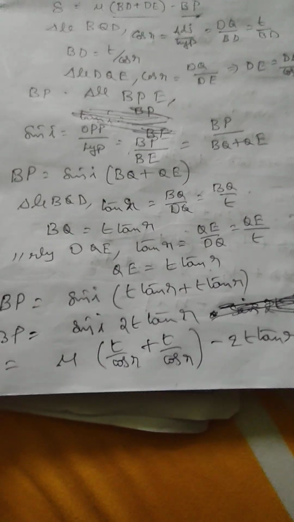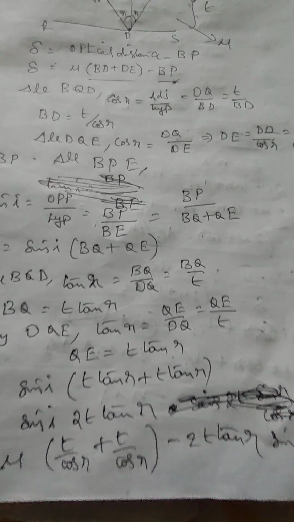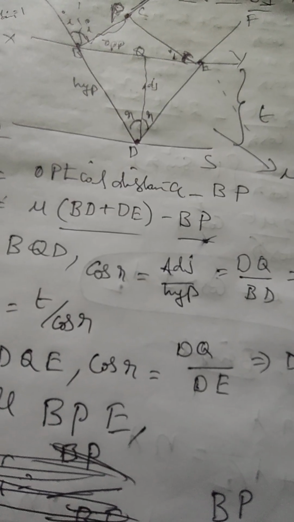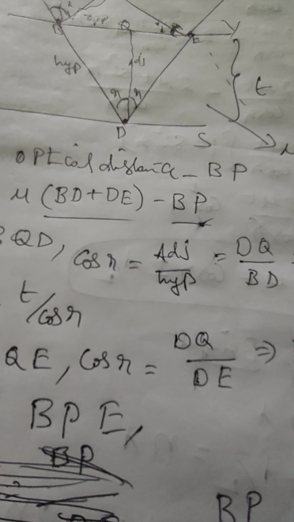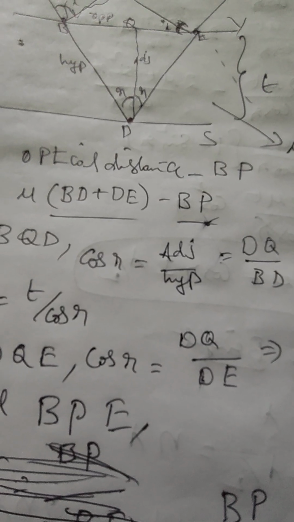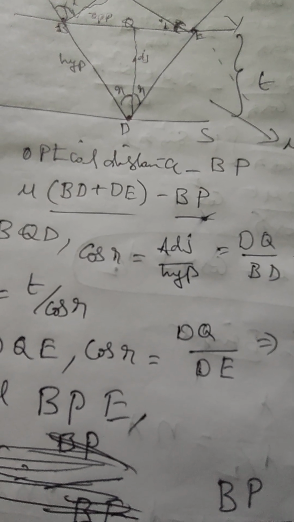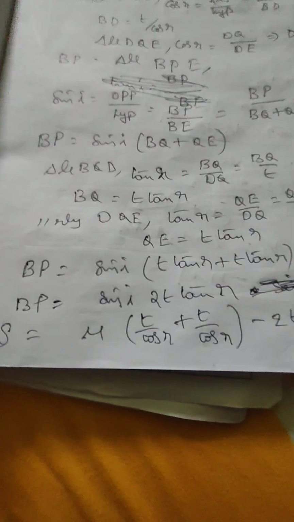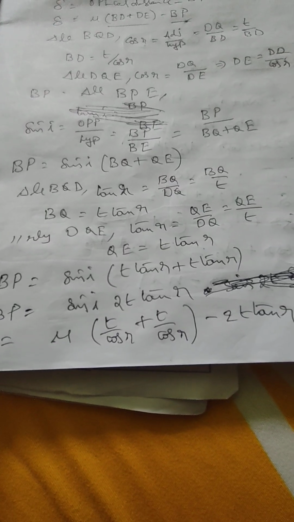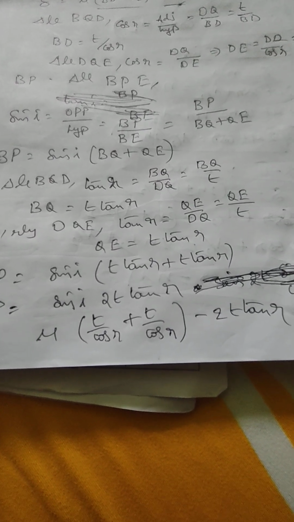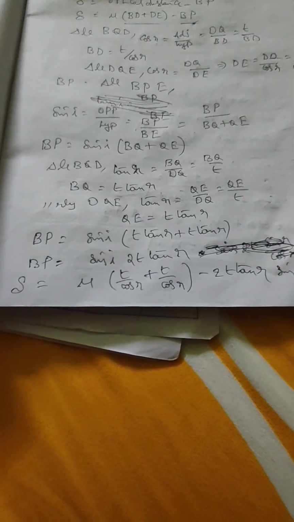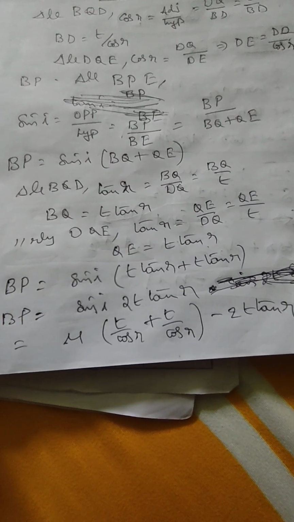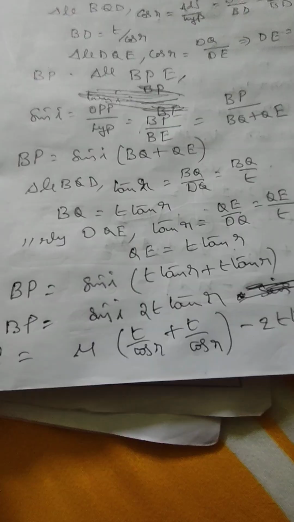Similarly, the QE value is also the same. Consider the triangle DQE. We have to find the value of QE, the opposite side of the angle. We know the adjacent side value, that's why we take tan. In triangle DQE, tan r is equal to QE by DQ. Then QE is equal to t tan r. Finally, we get the values of BQ and QE. Substituting the values, we get BP as sin i into 2t tan r.